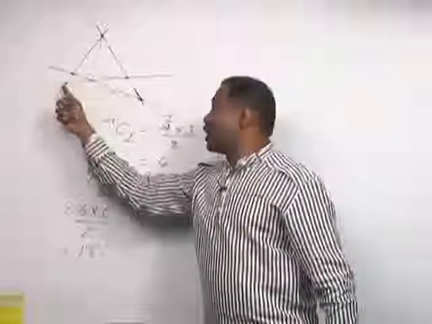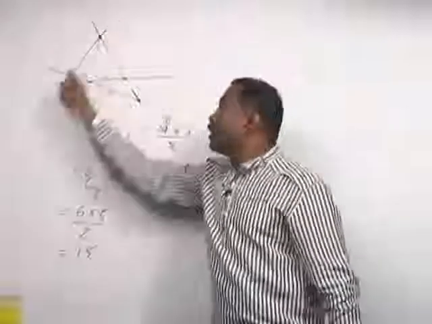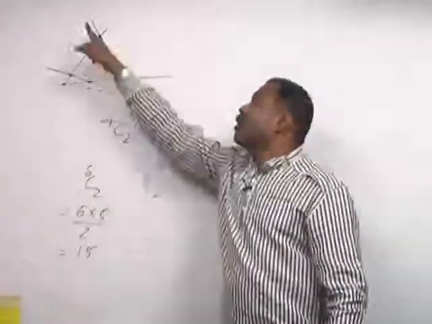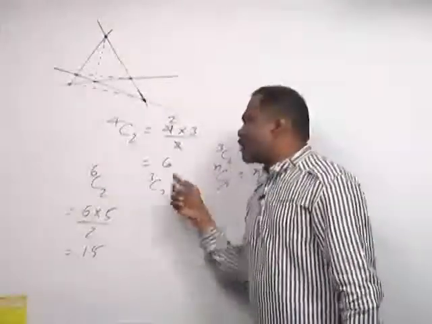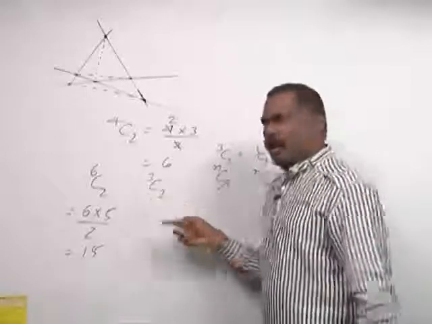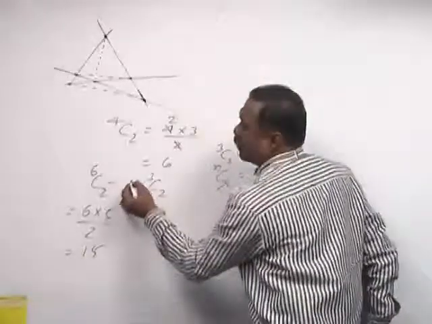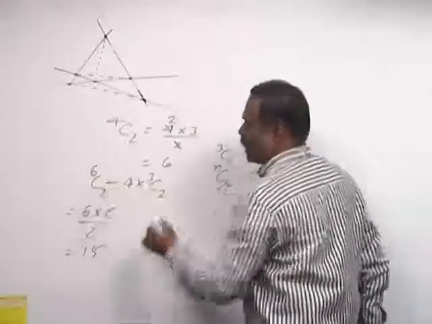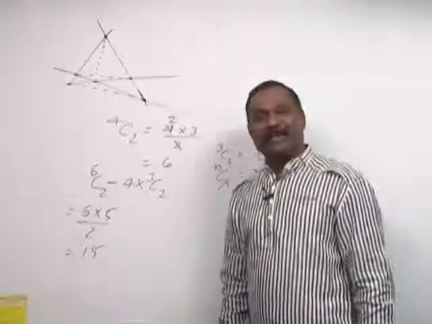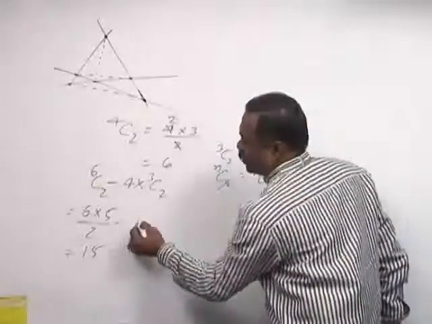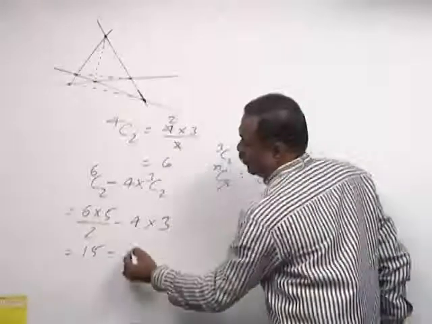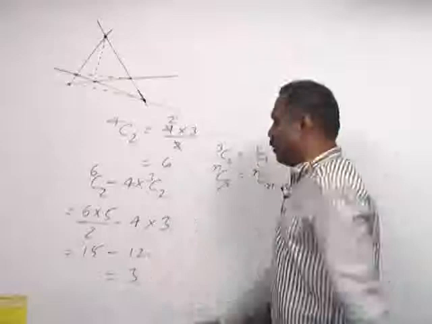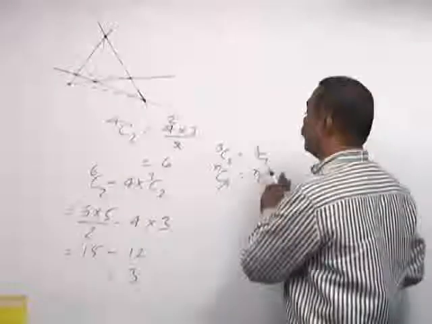For second line also 3C2 older lines. For third line also 3C2 older lines. For fourth line also 3C2 older lines. That means each line is creating 3C2 older lines. Now 4 lines will create 4 into 3C2 lines. Understand it? So what is 4 into 3C2? 4 into 3C1. 3C2 is nothing but 3, 15 minus 12 is how much? 3. What is the exact answer we need there?